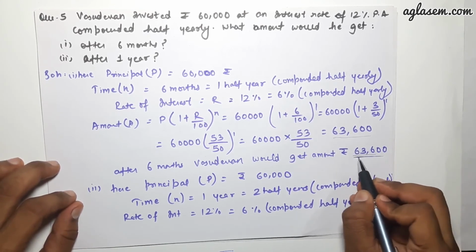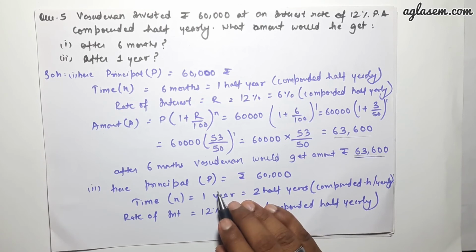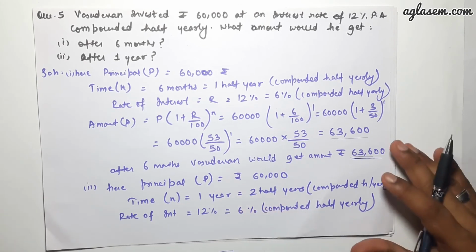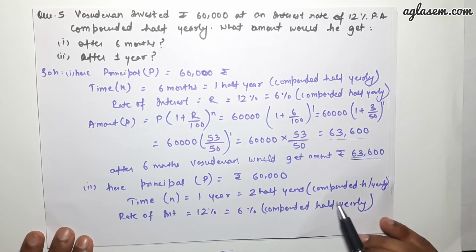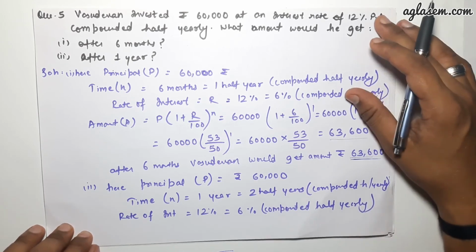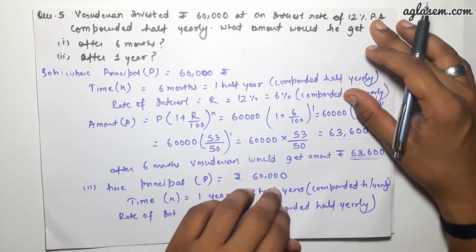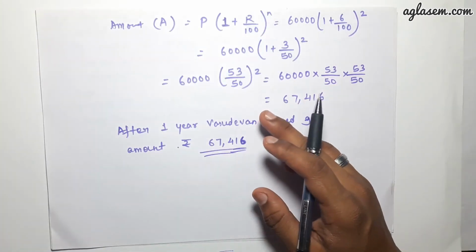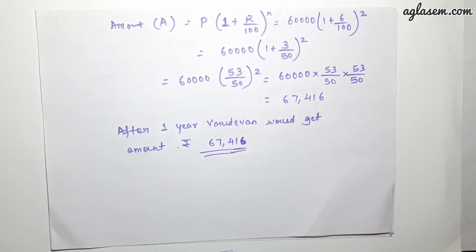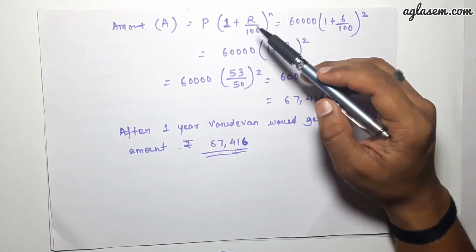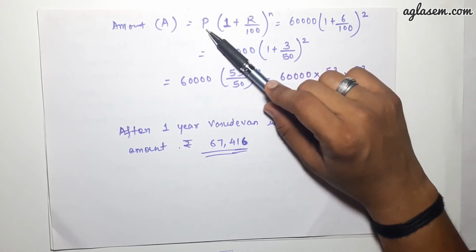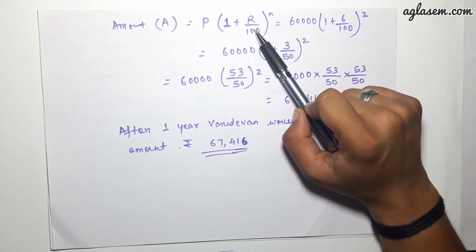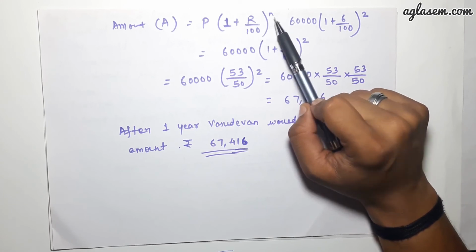After 6 months Vasudev would get amount 63,600. Now the second part: principal P is rupees 60,000, given in the question. Time is 1 year, that is 2 half years, compounded half yearly. Rate of interest is 12%, which is 6% compounded half yearly. So amount A is equal to P (1 + R/100)^N, which is 60,000 (1 + 6/100), and the time is 2.